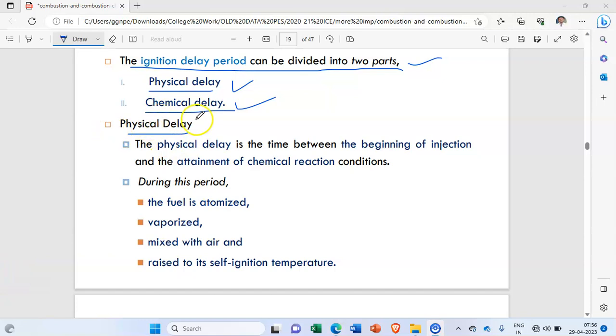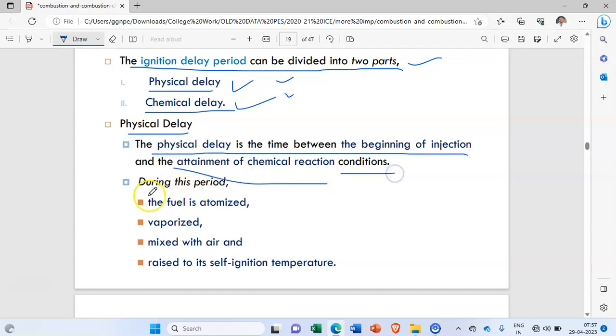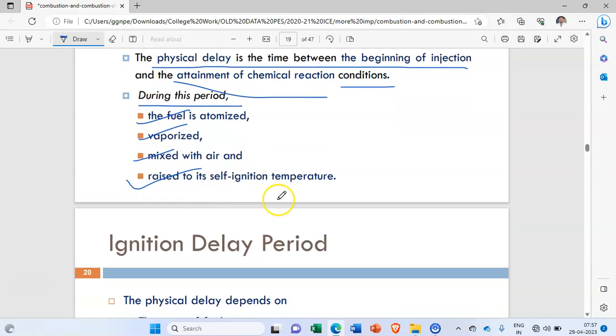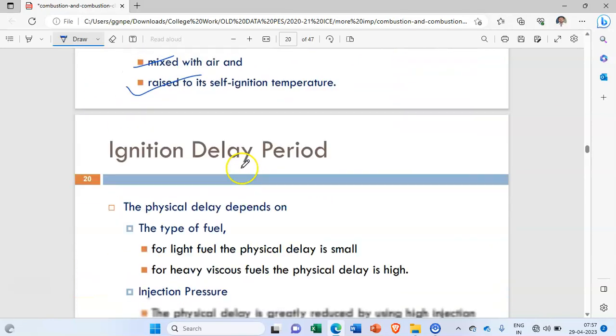So due to physical processes and due to chemical processes, these 2 types of delays occur. The physical delay is the time between the beginning of the injection and attainment of chemical reaction. So during this period what happens? The fuel is atomized, vaporized, mixed with air, and raised to its self-ignition temperature. So this takes place during the physical delay.